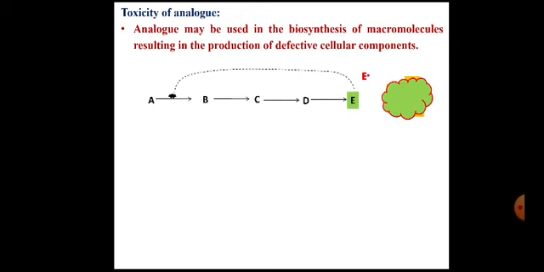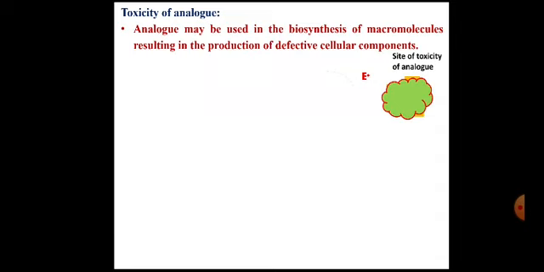However, this protein will be a defective protein, and we can call this the site of toxicity of the analog. What is the site of toxicity? The site of toxicity is that it gets incorporated into the cellular components for the formation of defective products, and ultimately it leads to the death of the cell. This is one mechanism of toxicity of an analog.